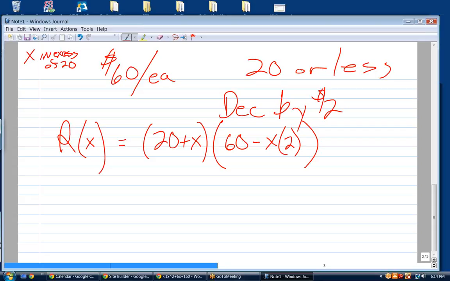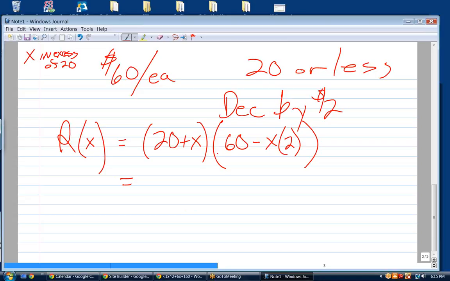Now, is it obvious that anything less than 20 can't maximize revenue? Yeah, I think it is. Obviously, 19 gives you less revenue. Any number less than 20 gives you less revenue than 20. So there's no way X is negative. So this works. So let's turn this into a quadratic and find the maximum of it. Okay. Multiply these two together.